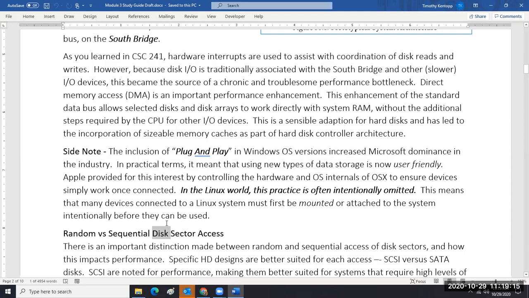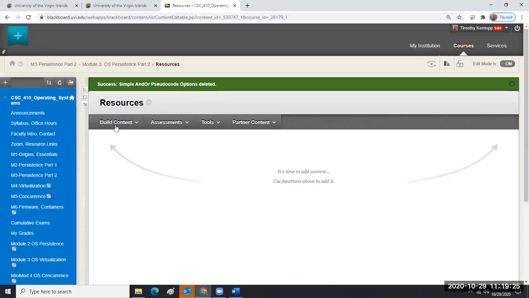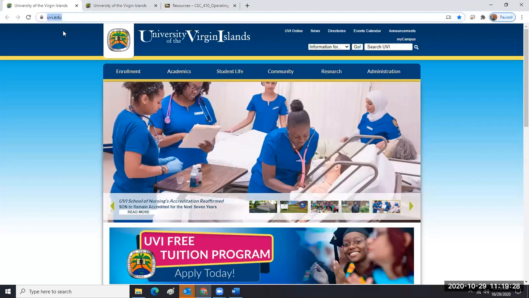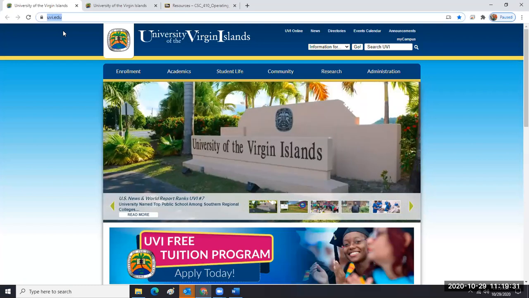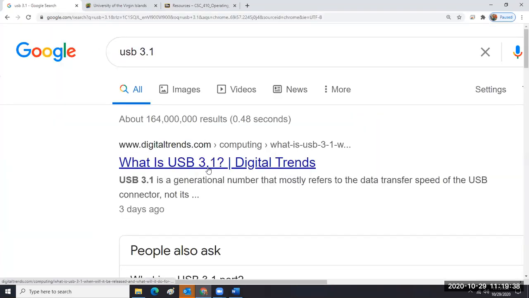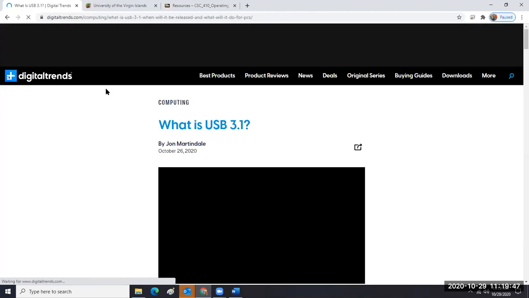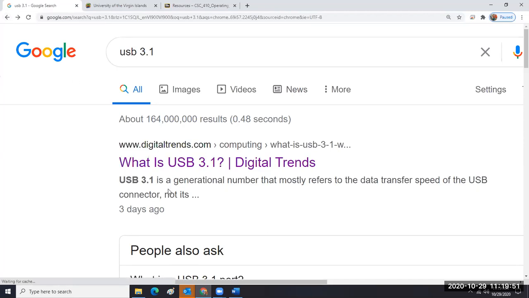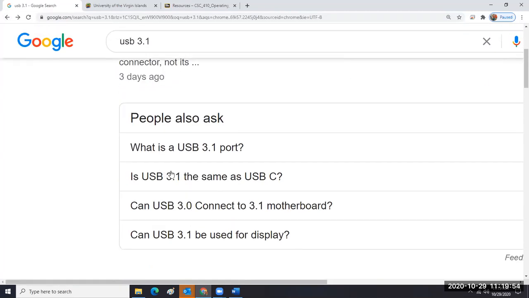Has anybody ever heard of USB 3.0 or 3.1? Yeah, I have. Okay, so you have this new series of external disk connections that allow for much faster external data. And it's across a USB-C connection. So 3.0 is gigabit speed, 3.1 is much faster.